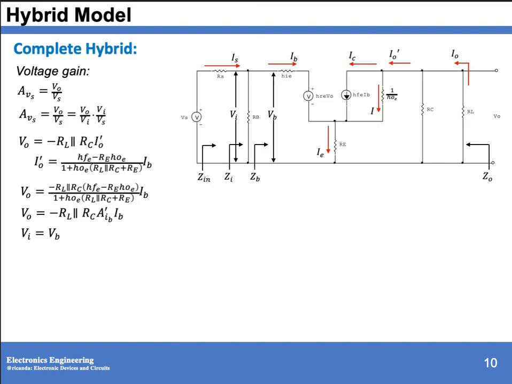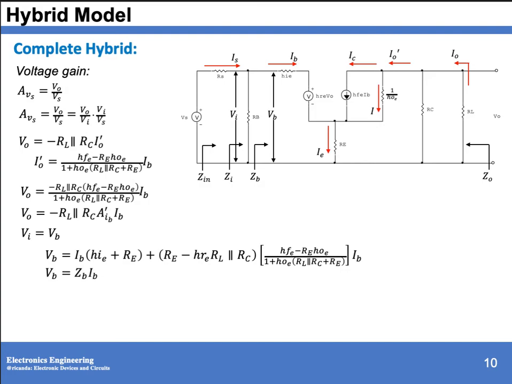Then our voltage input is the same as the voltage at the base. So we have this voltage at the base in terms of IB, or we can rewrite the voltage at the base as impedance at the base times IB. So therefore our VO over VI is equal to negative RL in parallel with RC times current gain prime IB over impedance at the base. Solving for AVS, which is VO over VS, that is the voltage gain, which is VO over VI times impedance Zi over impedance Zin.